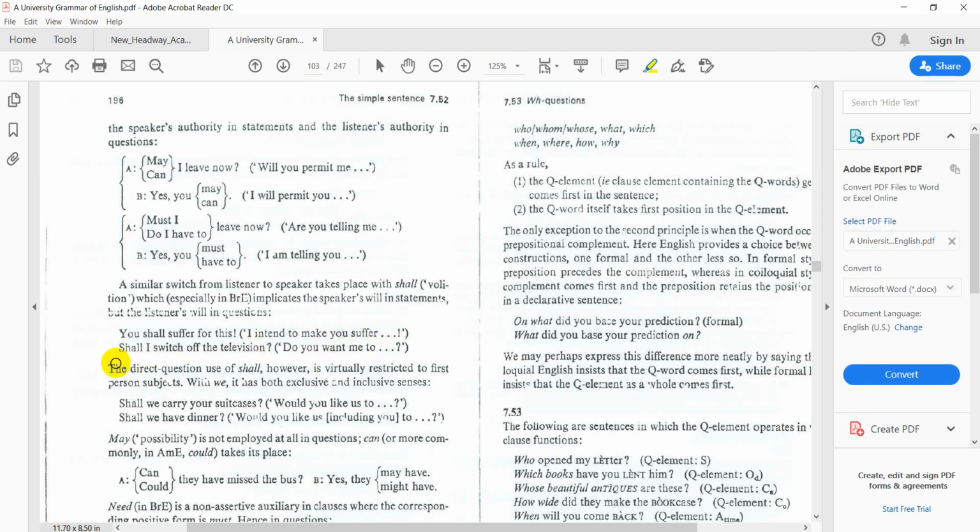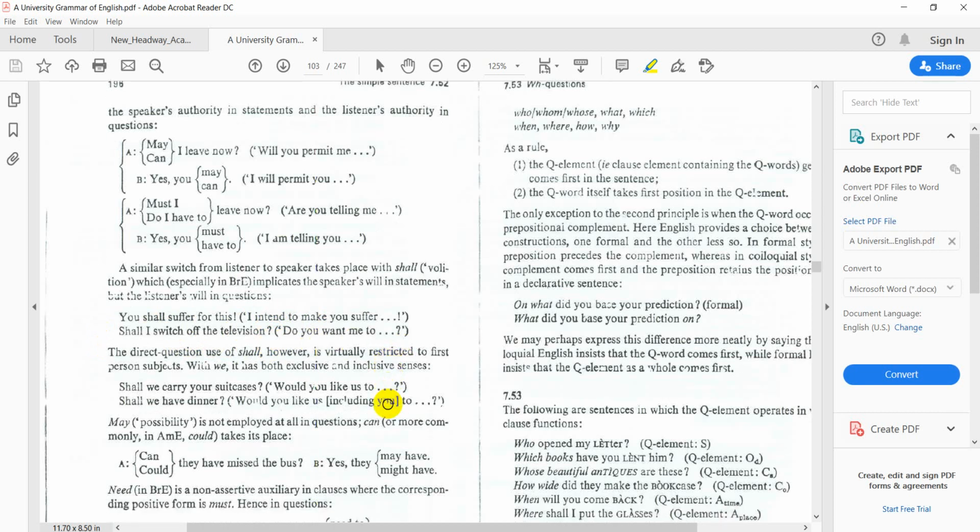Okay, now see this, the listener. Shall I switch off the television? It means, do you want me to switch off the television? So the listener's will in a question, and the speaker's will in a statement.